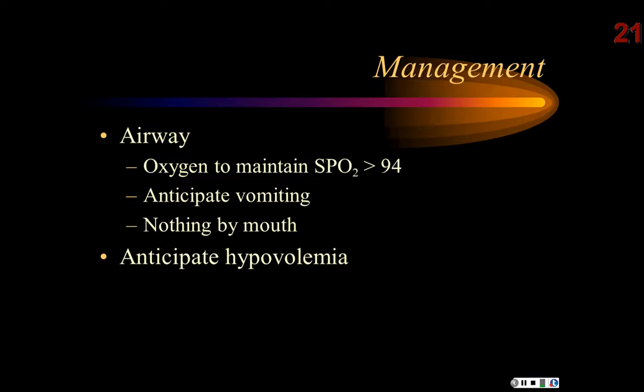So what are we going to do? Oxygenate to 94 or better. Anticipate vomiting. Don't give them anything by mouth at all. Not even a sip of water. And then anticipate hypovolemia. How do we know that? What are some things we're going to look for? Cool, clammy skin. Tachycardia.